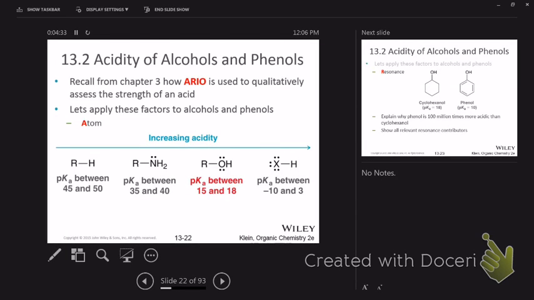So let's just start here. We're going to talk a little bit about acid-base properties of alcohols and phenols. And just a couple of real quick things, review-wise.